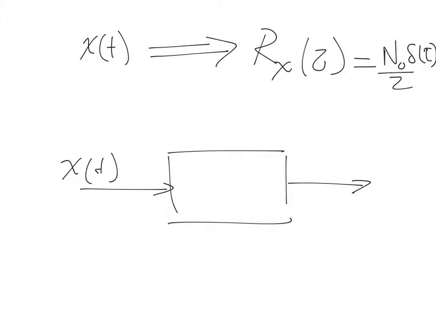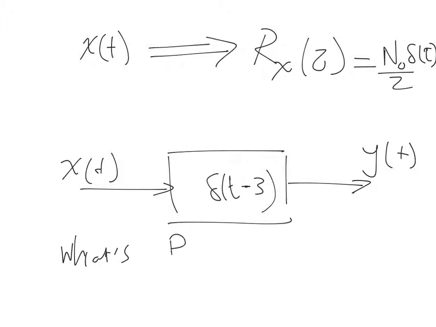And the output of this system, by the way, if you have a random input to a system, what do you expect at the output? Random, right? So the output is going to be a random process, call it Y of t. And this system is delta of t minus 3, okay? And then I ask you what's Ry of tau. So how do you calculate that? I skipped the slide for the time case, okay? So how do you calculate that?